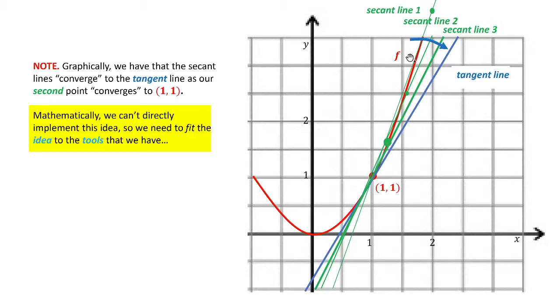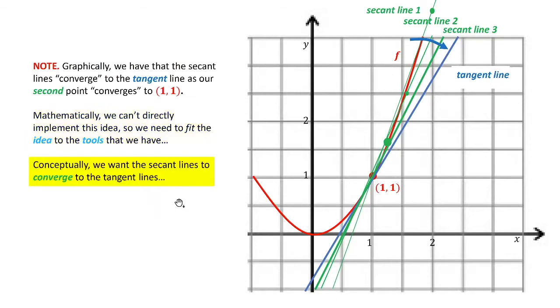If you look at these pictures, what do you notice about the slope? The slopes are getting close to the slope of the tangent line, right? The tangent line also has the same point. So notice, as x values get closer and closer to 1, the slopes of these lines are approaching what I want to be the slope of the tangent line, right? I mean, that's pretty clever.